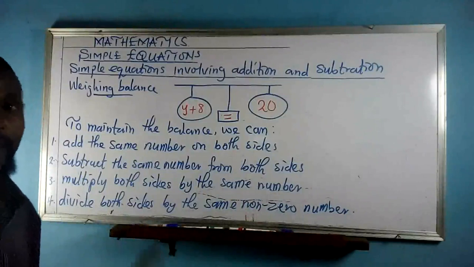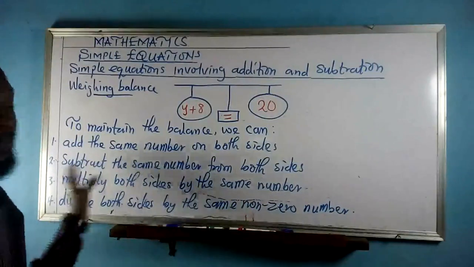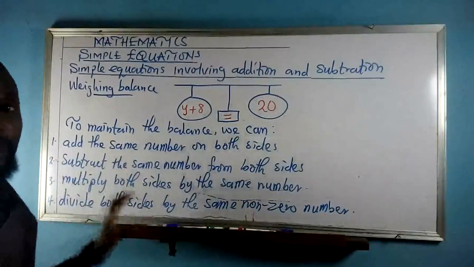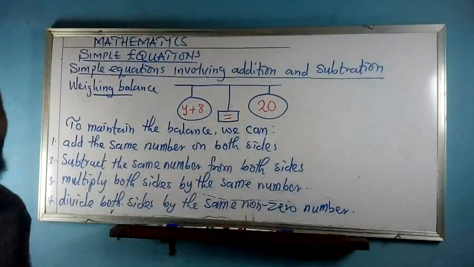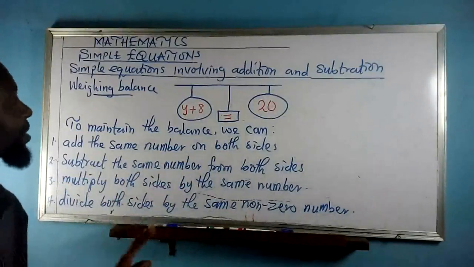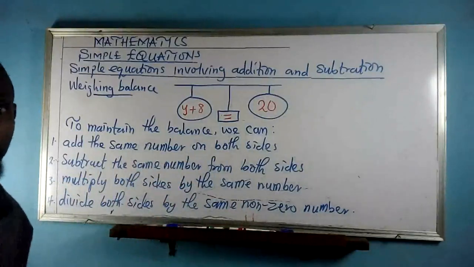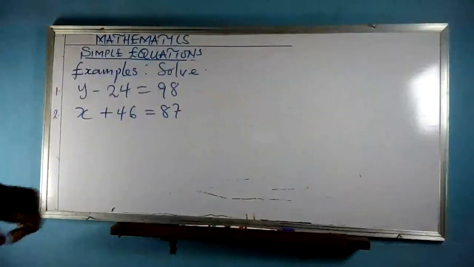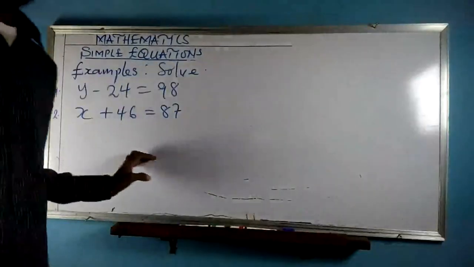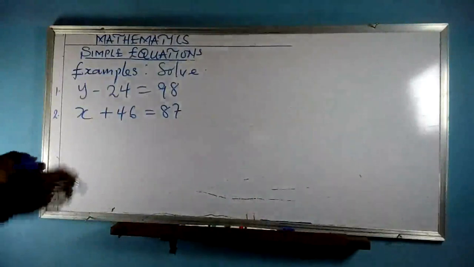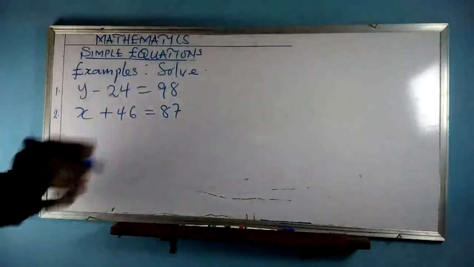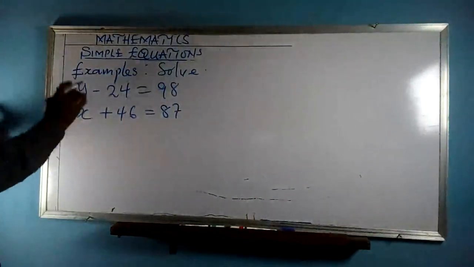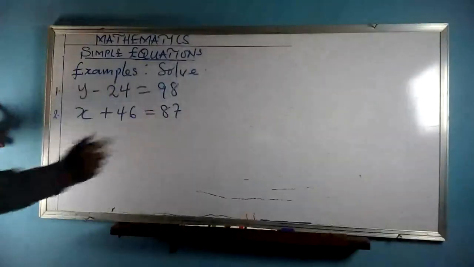Do you get that one? Now we're going to the example. Please note this little explanation is the key to everything that I want to do here. So I'm going to the example. I'll give you some examples now and I'm going to solve them together. Here is the example I want us to try together before I give you some questions to try on your own. Now imagine we have y minus 24 equals 98.